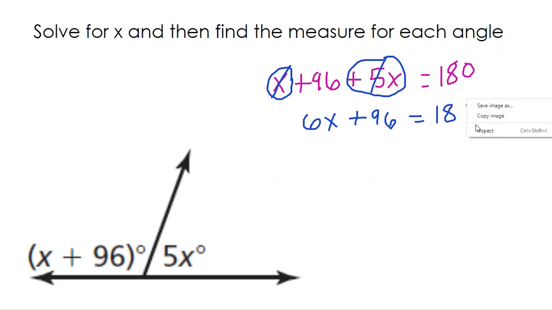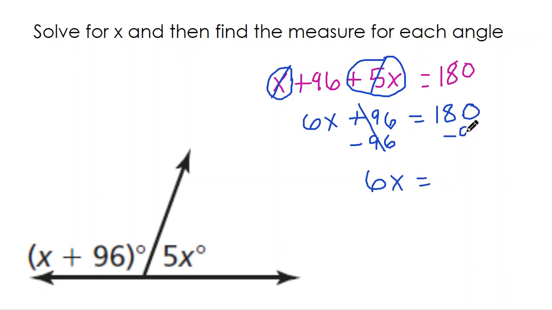Now I have a two-step equation. So now I need to get x by itself. So this says plus 96. I want to get rid of that. The opposite of plus 96 is minus 96. That's going to leave me with 6x. I'm going to do the same thing on the other side. 180 minus 96 gives me 84.